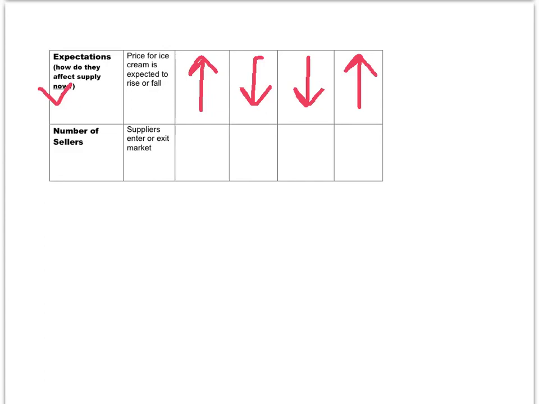And finally, the number of sellers. Let's say suppliers enter or exit the market. Let's say they enter the market. For example, there are only 2 companies in the world that build jumbo jet airliners. Let's say a third one enters the market. The number of sellers goes up. What does that do to supply? Pretty logically, it increases it. And if a seller leaves the market, there are fewer sellers, which equals lower supply, and that too makes intuitive sense.